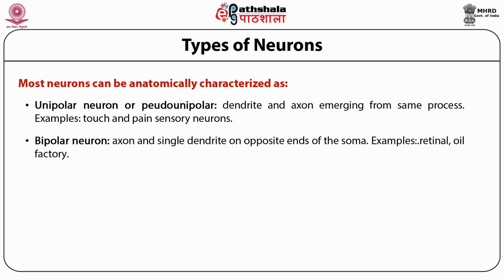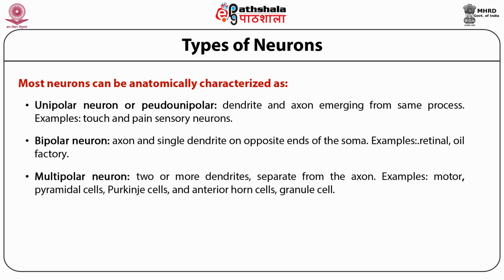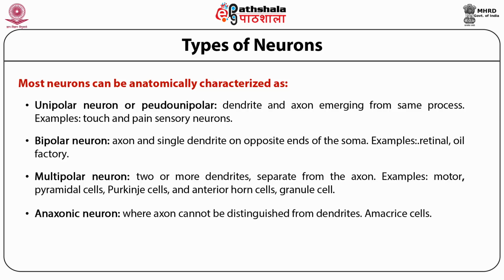The next category is multipolar neurons. In these, two or more dendrites separate from the axon. The examples are motor neurons, pyramidal cells, Purkinje cells, or granular cells. The next one is anaxonic neurons, where axon cannot be distinguished from dendrites.